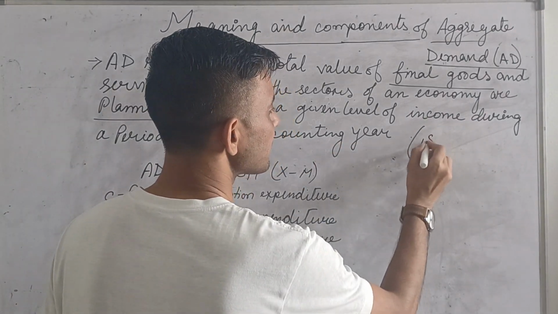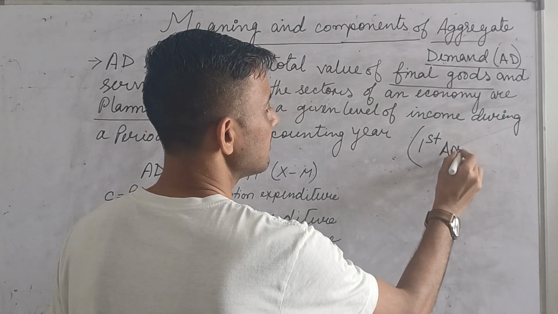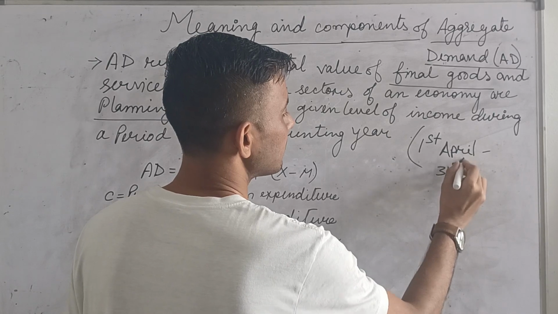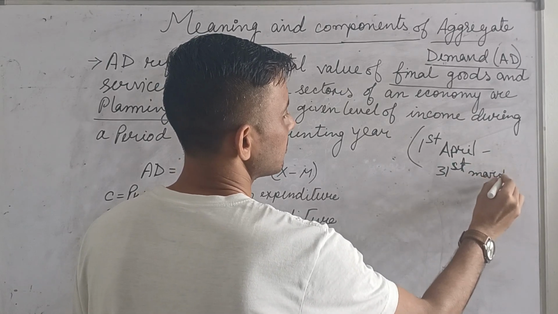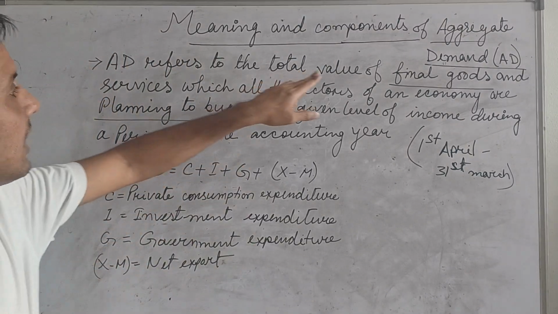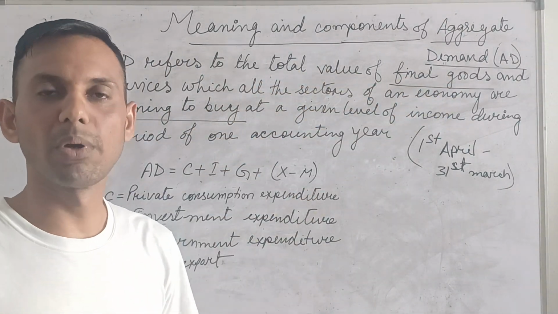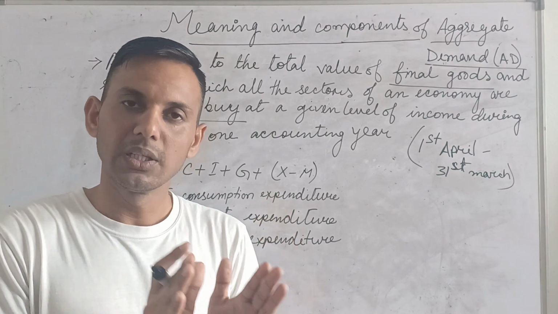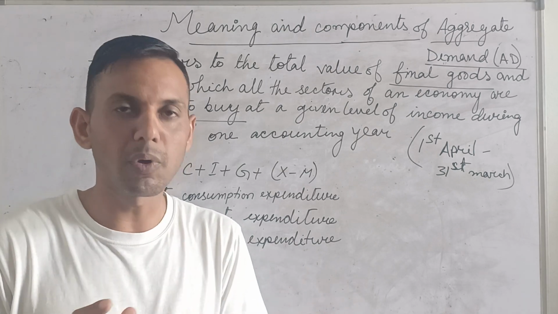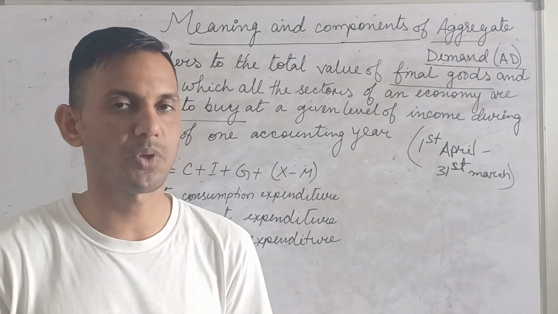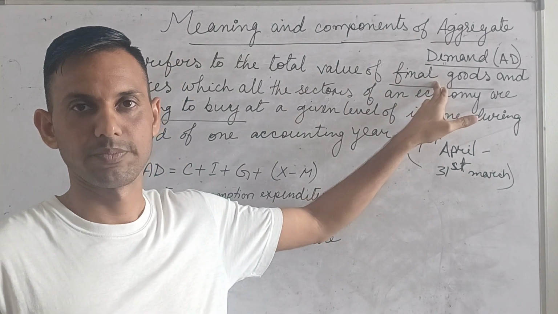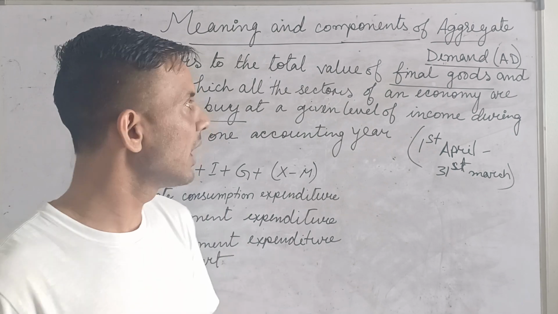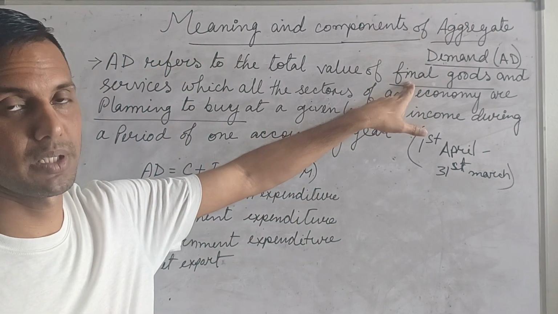Our financial year, which will start from 1st April to 31st March. Now you see final goods. So already we know about the final goods and intermediate goods. Final goods are those goods which are ready to consume, and have come out from the production process where resale is not possible. This is called the final goods. And we know about the intermediate goods, whatever we need to produce other products. So here we are talking about the final goods, not the intermediate goods.